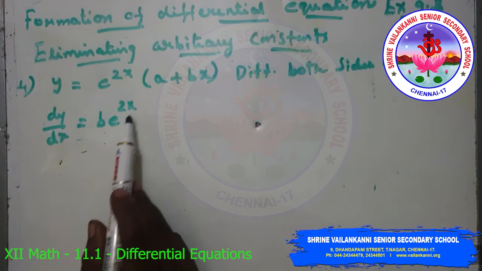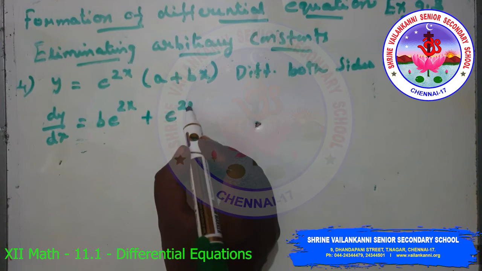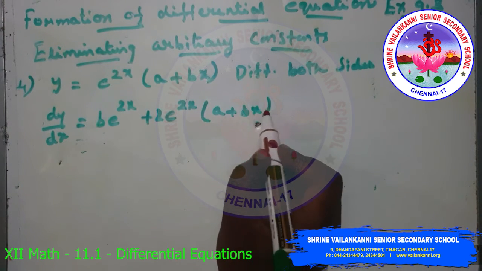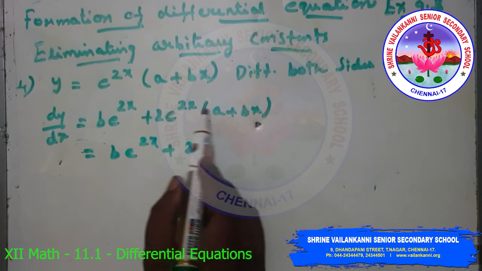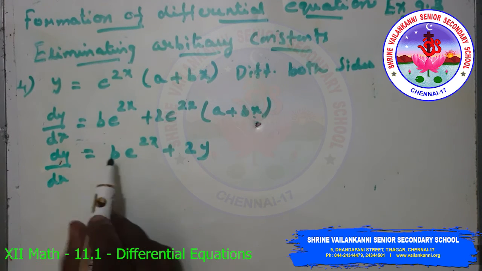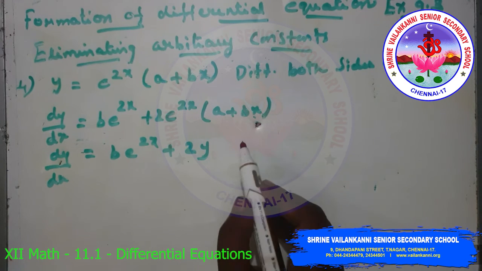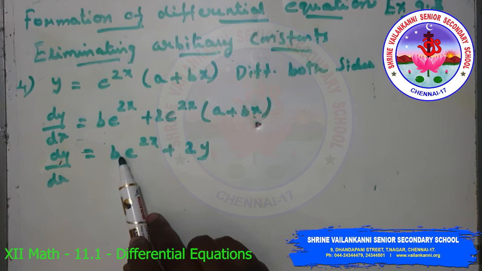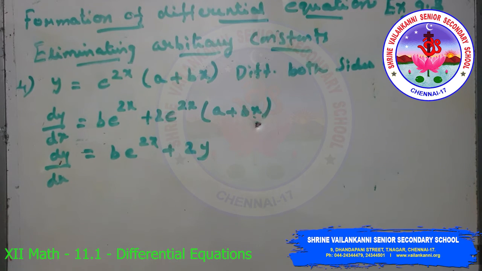So dy by dx is b into e power 2x plus e power 2x into 2 into (a plus bx), which is equal to b into e power 2x plus 2 e power 2x into (a plus bx), which is y. So dy by dx is b into e power 2x plus 2y. So again we have b as an arbitrary constant. Then we have to differentiate again so that we can eliminate the arbitrary constant b.